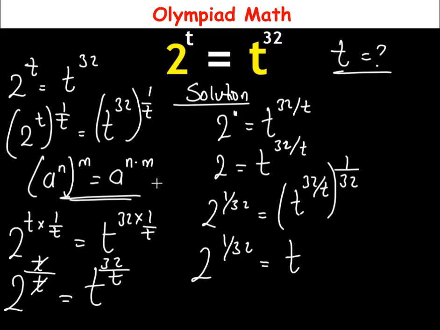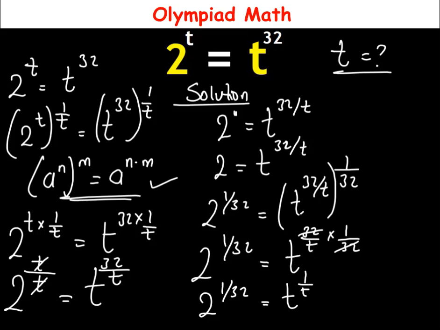Now, applying the same principle to this, we have 32 over t times 1 over 32, such that 2 raised to power 1 over 32 is equal to t, then 32 will cancel 32, we have 1 over t, so power 1 over t.